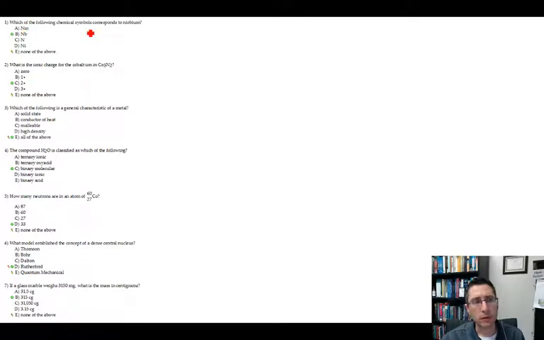So the first one, which one of the following chemical symbols corresponds to niobium? Hopefully you can read this on the screen. It's not too small. Let me know if it is later, and I'll try to do better next time. Which of the following chemical symbols corresponds to niobium? This one, either you knew it or you didn't. And B is the correct answer. N is for nitrogen, and I is for nickel.